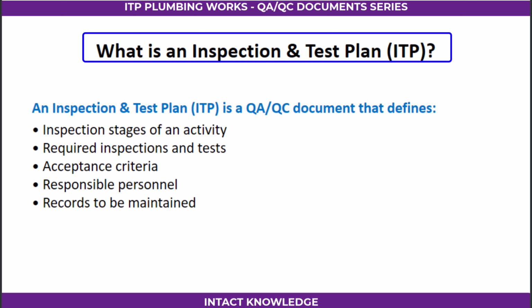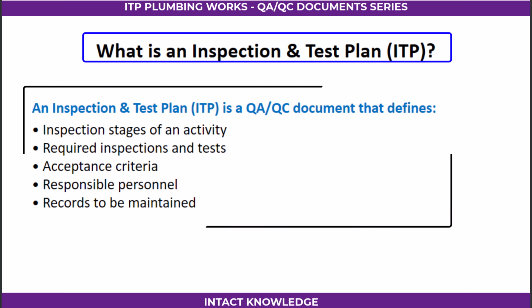What is an inspection and test plan (ITP)? An inspection and test plan is a QA/QC document that defines inspection stages of an activity, required inspections and tests, acceptance criteria, responsible personnel, and records to be maintained.